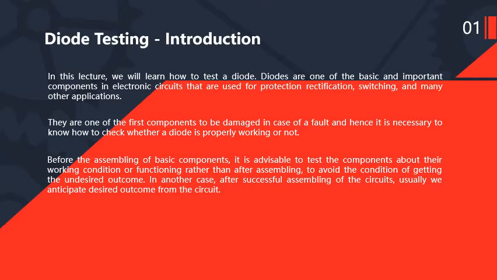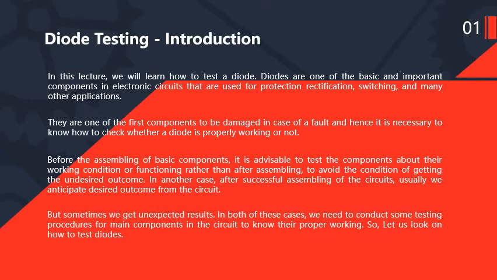In other cases, after successful assembling of the circuits, usually we anticipate the desired outcome from the circuit. But sometimes we get unexpected results. In both cases, we need to conduct some testing procedure for the main components in the circuit to know their proper working. So, let us look at how to test a diode.